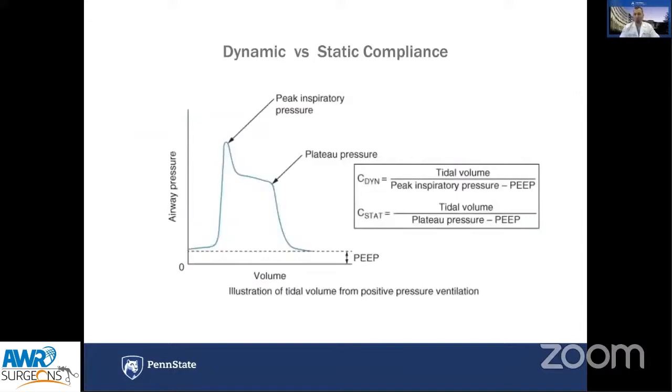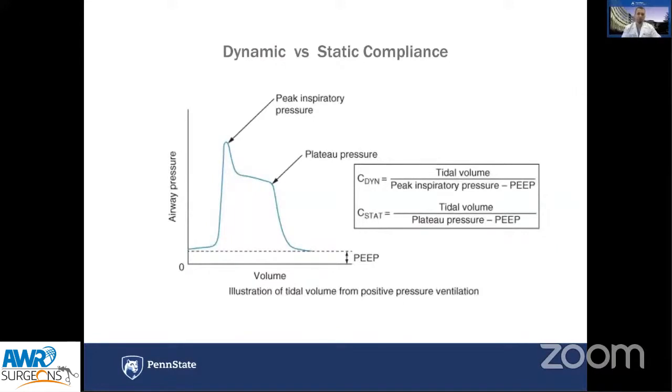Now, terms that are usually used are dynamic and static compliance. Static compliance is what we traditionally understand by compliance, and it's the relationship between volume and pressure of the lungs when there's no air movement, whereas dynamic compliance refers to compliance of the lungs when there's airflow into or out of the lungs. When we talk about dynamic compliance, what we're really talking about is the relationship with peak inspiratory pressure, whereas static compliance is the relationship with plateau pressure.